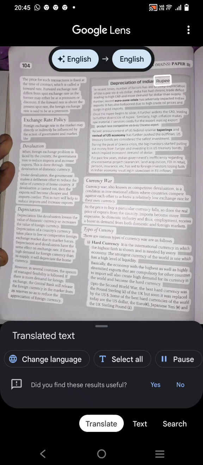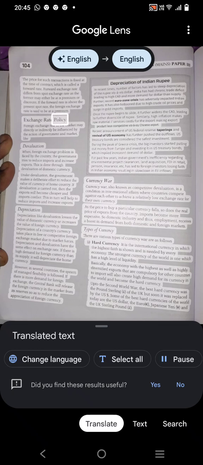The price for such transactions is fixed at the time of the contract, which is called the forward rate. The forward exchange rate differs from the spot exchange rate, as the former may either be at a premium or discount. If the forward rate is above the present spot rate, the foreign exchange rate is said to be at a premium.